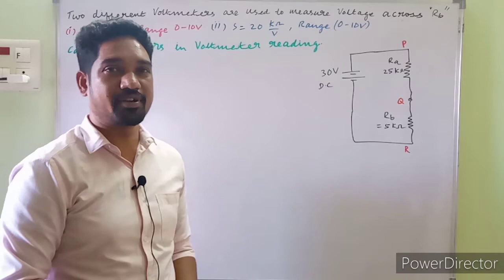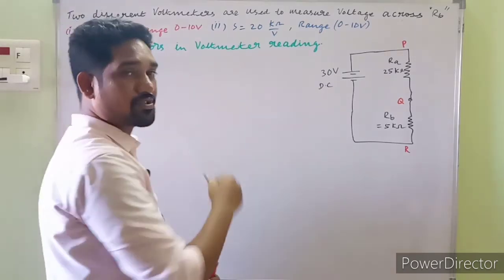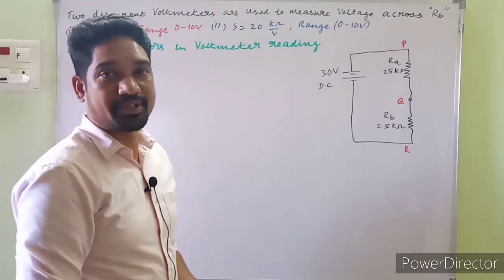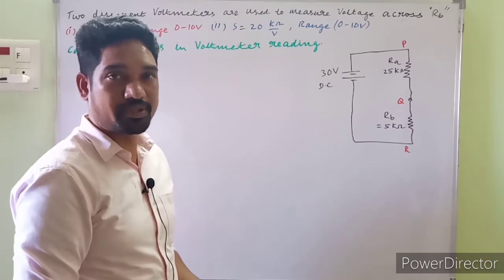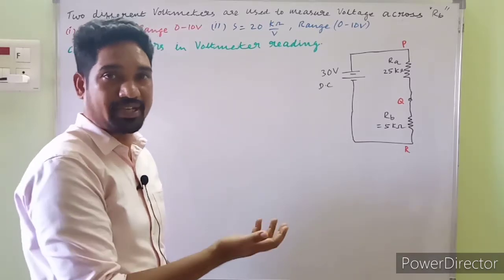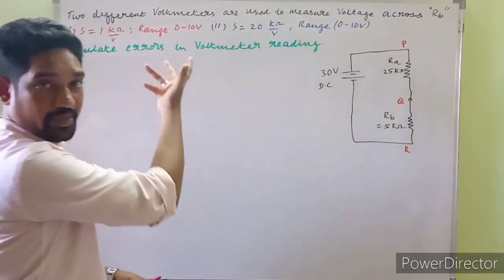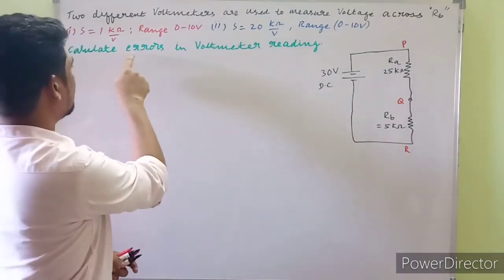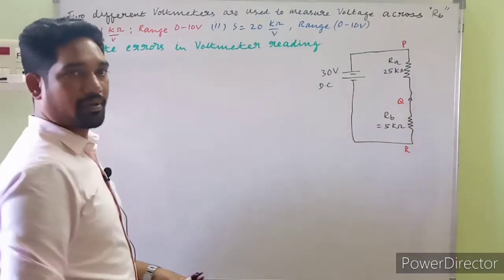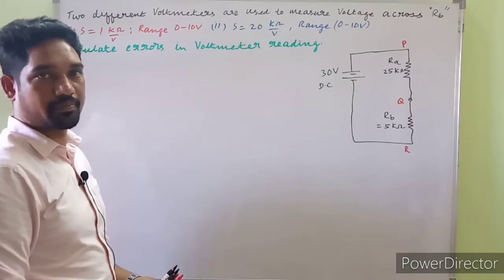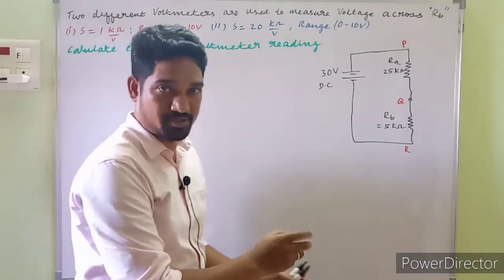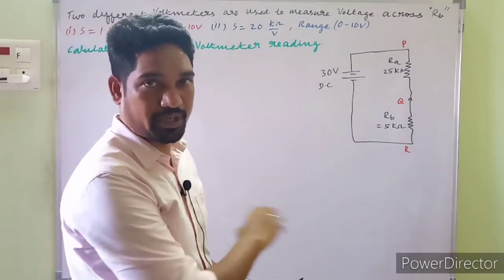It's another important numerical which is a continuation of designing a basic meter as a voltmeter, and a concept which cannot be neglected. The question is over here, please make a note. It's about calculating the errors in voltmeter reading. Prior to that, we need to have some initial stuff to support our discussion.